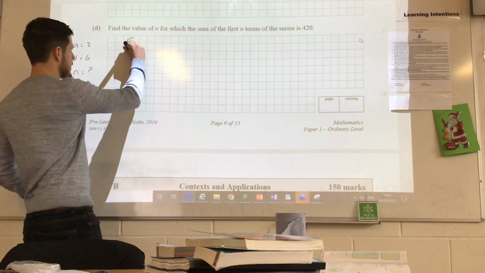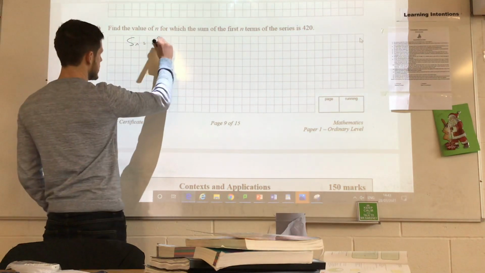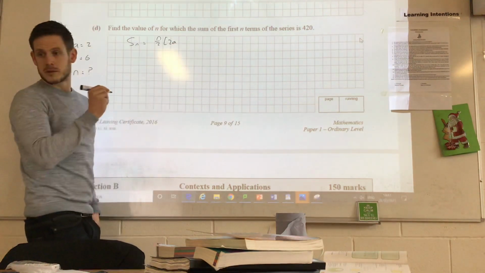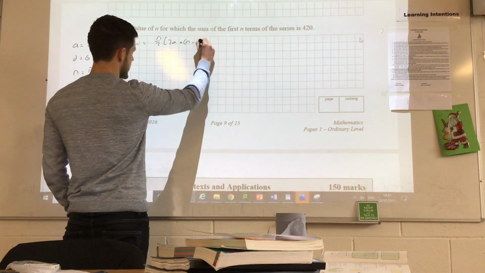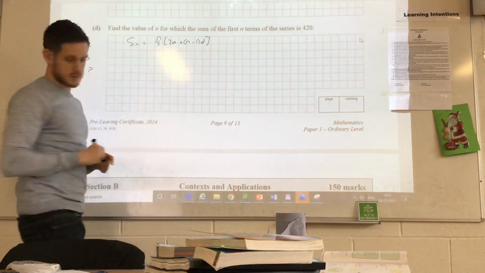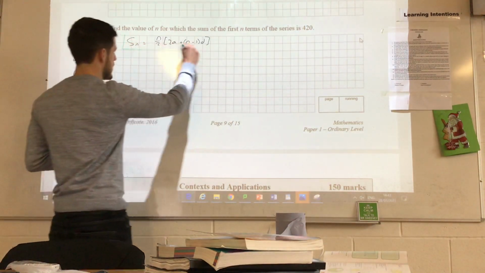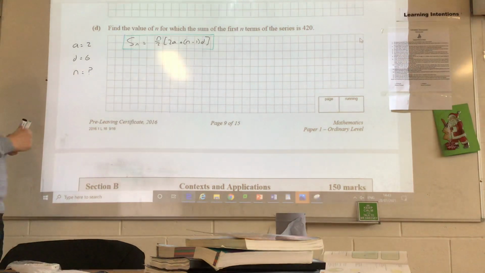First of all, I'm going to write out the sum rule, which is given to you in the exam, and it's n over 2 times 2a plus (n minus 1) times d. That's my sum rule. Okay? That gives me everything I need to know to do this question. So let's fill out what we know.